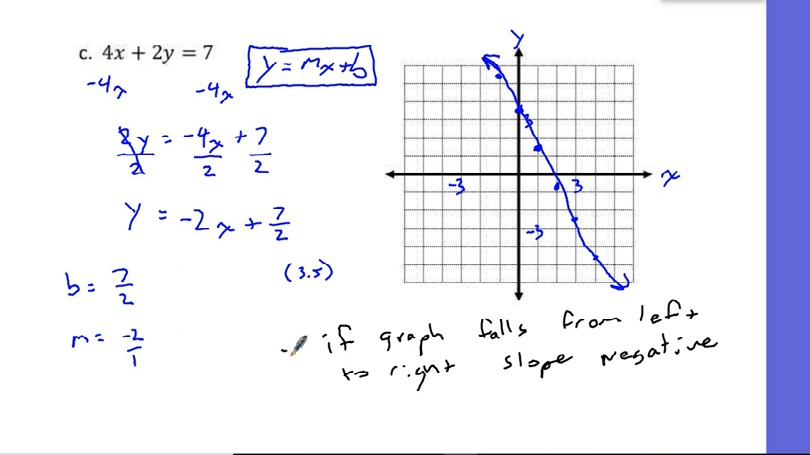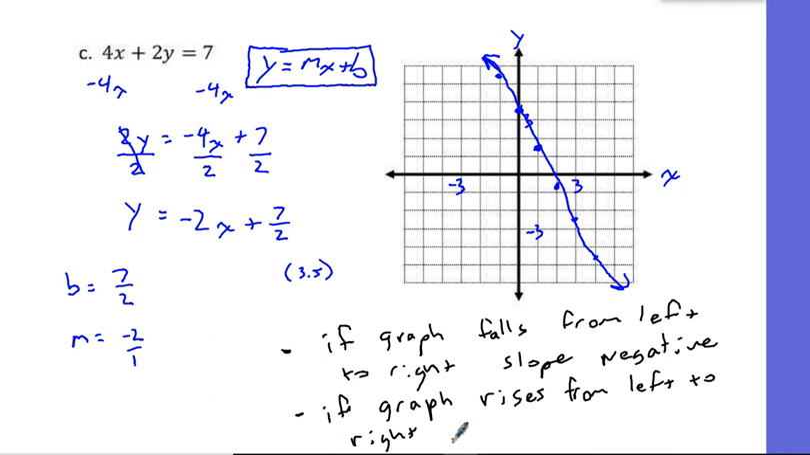And similarly, if the graph, like the previous example, rises from left to right, the slope will be positive.